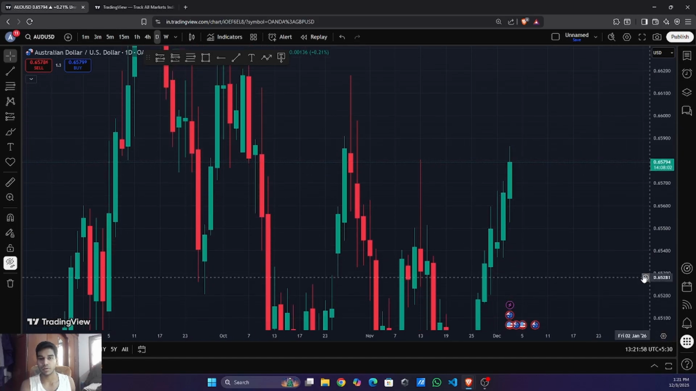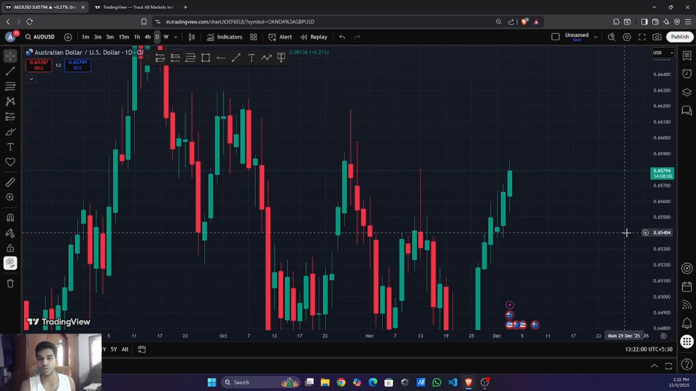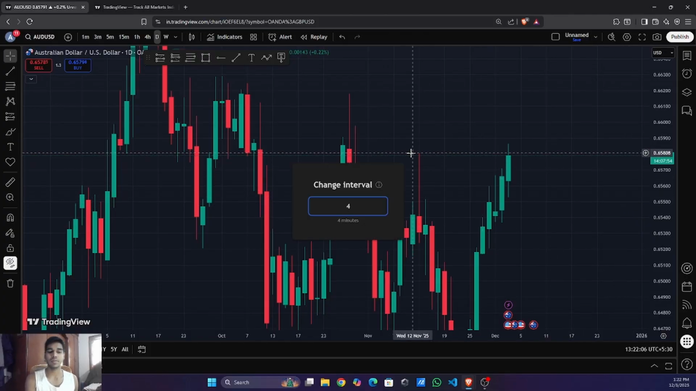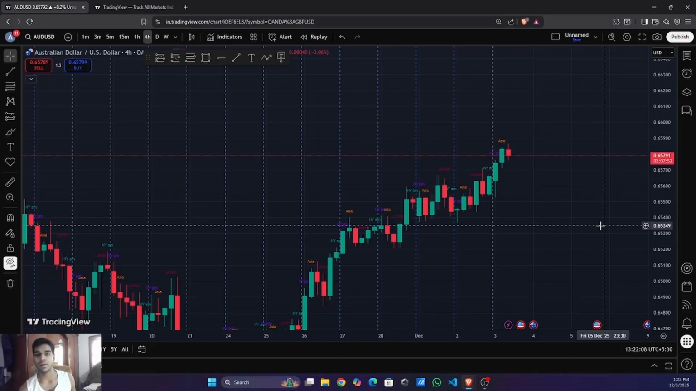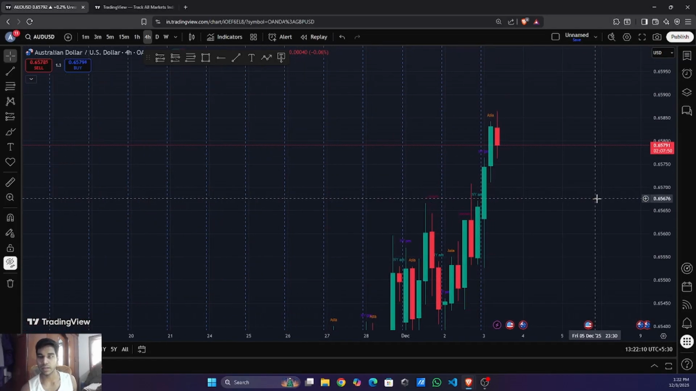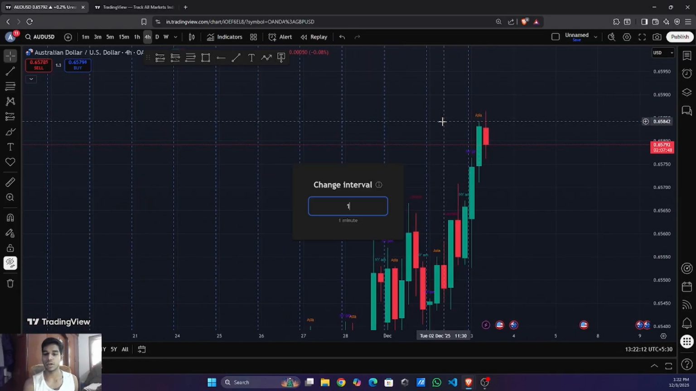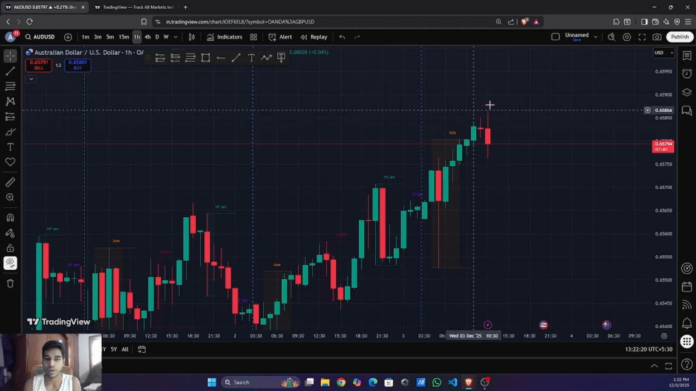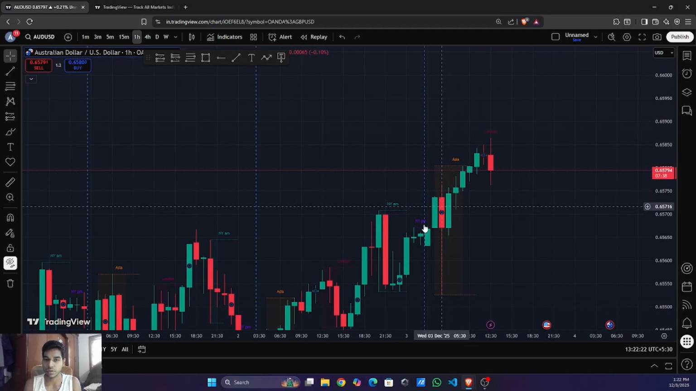Okay, so same as euro, continuous green candle. It can sweep these highs, and 4 hour bullish. This is a good candle, but let's see 1 hour. Okay, so in 1 hour, this is a better chart.